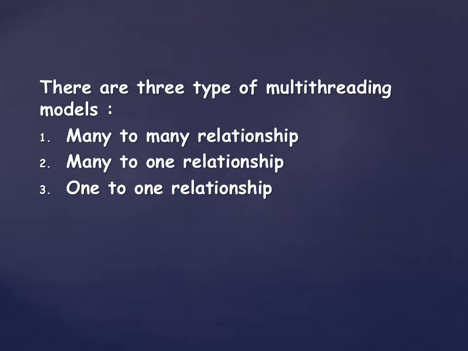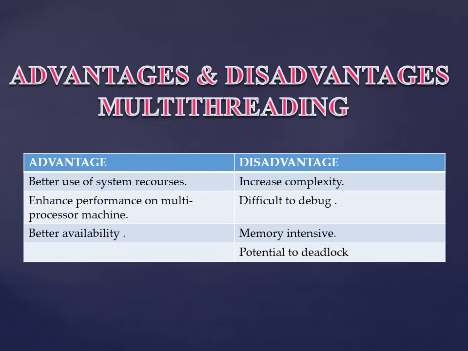First, many-to-many relationship. Second, many-to-one relationship. And third, one-to-one relationship. There are advantages and disadvantages of multi-threading. The advantages of multi-threading are a better use of system resources, enhanced performance on multiprocessor machines, and better availability. The disadvantages of multi-threading are increased complexity, difficulty to debug, memory intensive, and potential to deadlock.